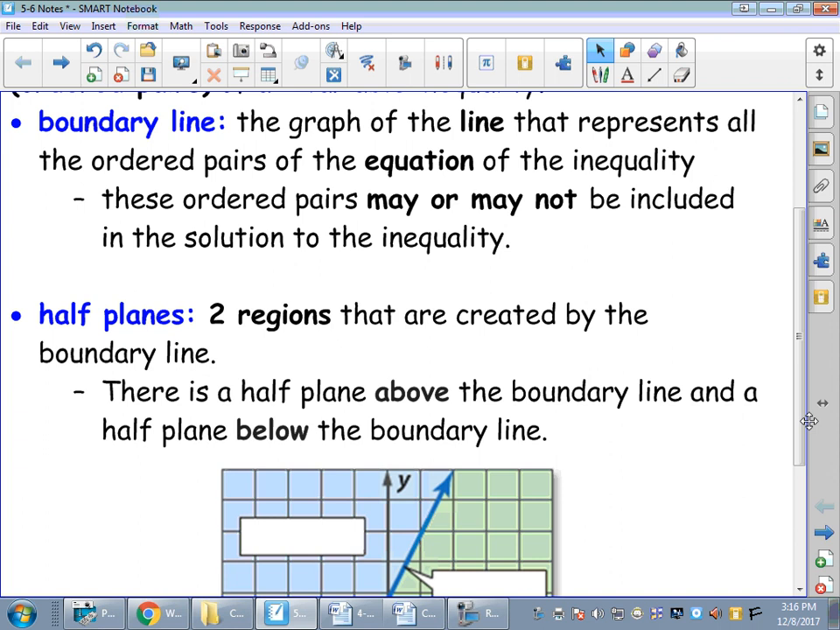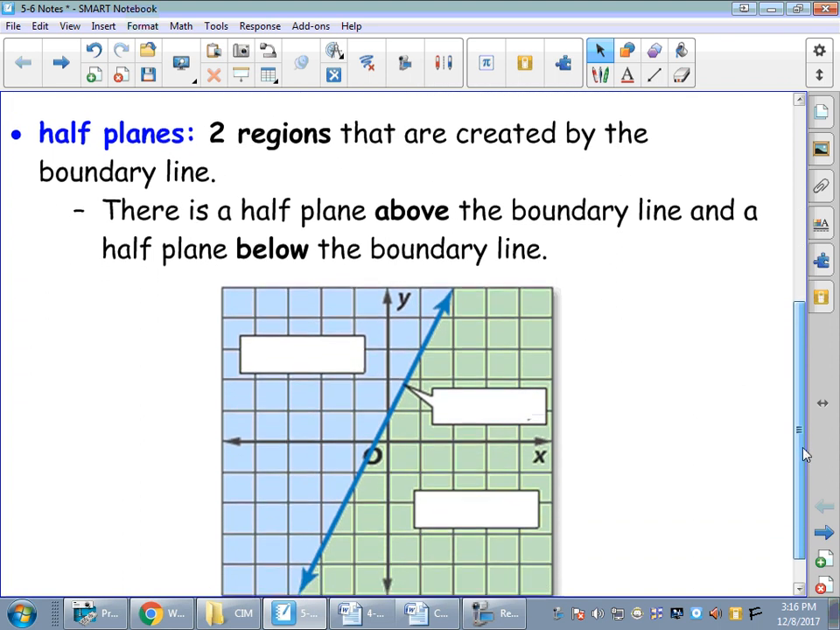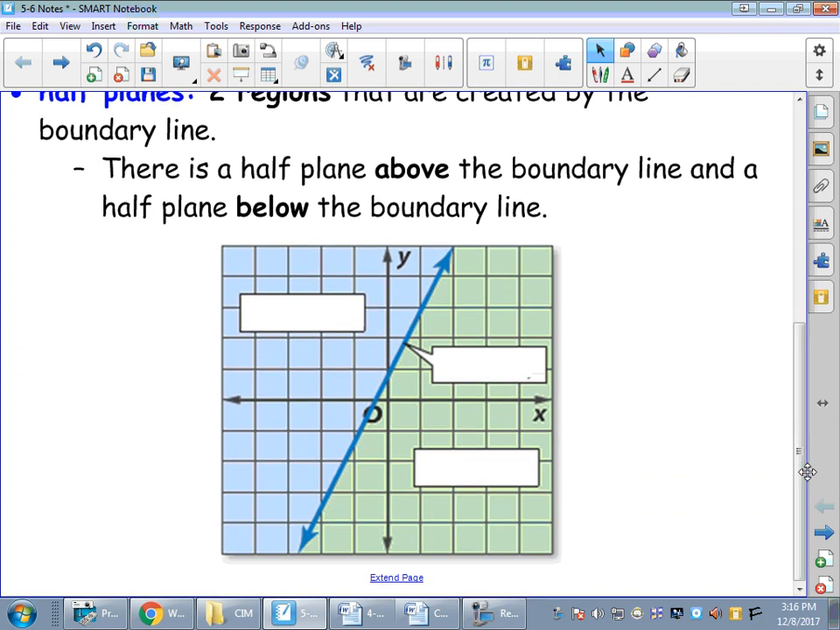There's a half plane above the boundary line, and there's a half plane below the boundary line. And so if you look at this drawing here, we have two different regions. The blue region is the half plane that's above the boundary line. The blue line is considered the boundary line, so that's the equation. But then everything else is all the values greater than that value above or less than that value below. So we have to include all of those ordered pairs. So just like we did on the number line, when we shade, we're going to shade with the linear graph.